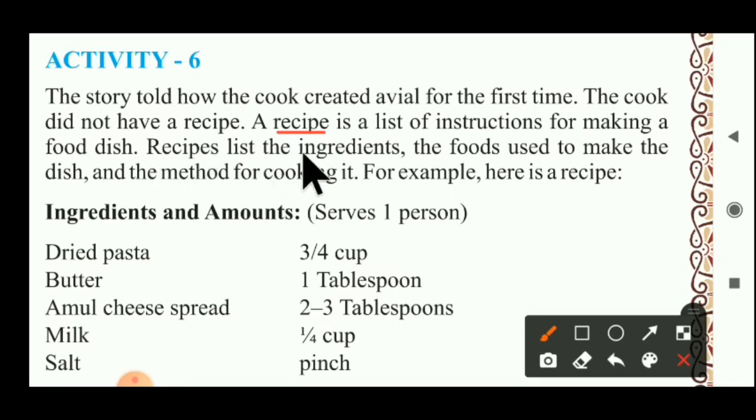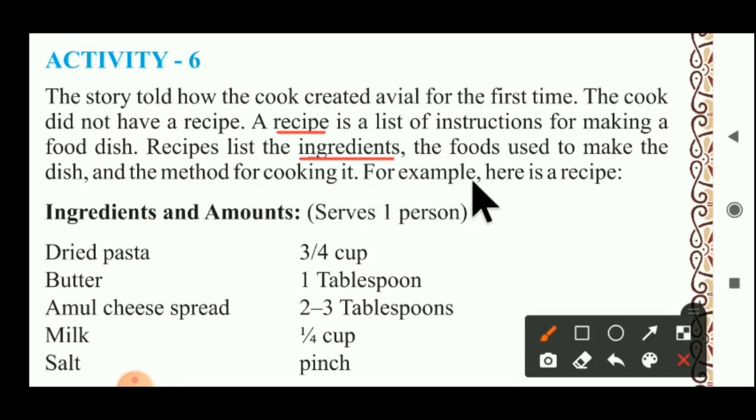A recipe lists the ingredients. In a recipe you see that a list of ingredients is given. Ingredients means what? Ingredients means a food that is used with other foods in the preparation of a particular dish. For preparation of a particular dish, what things we require, one list is given here. It is known as ingredients. The foods used to make the dish and the method for cooking it are all included in a recipe.